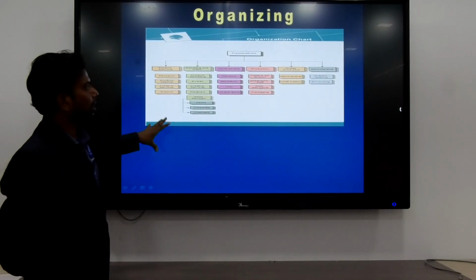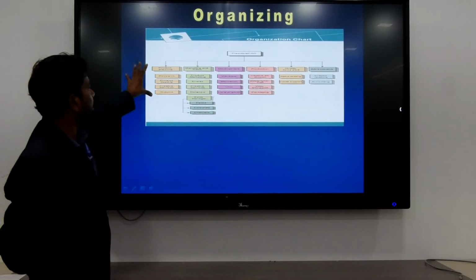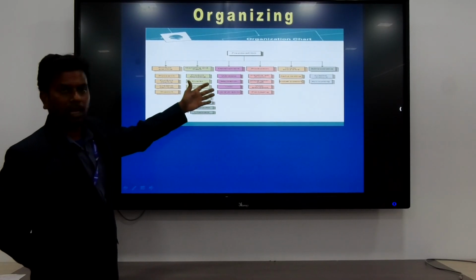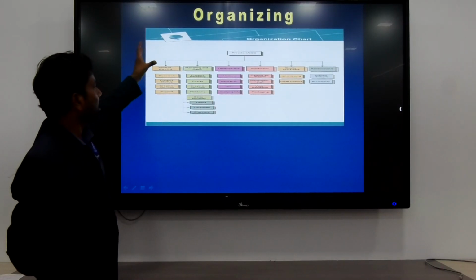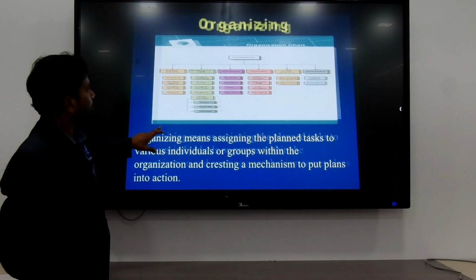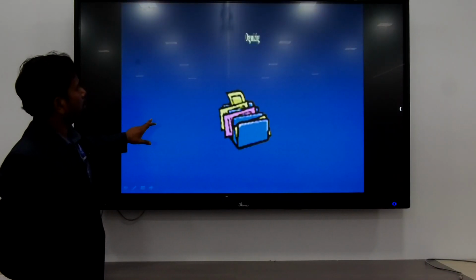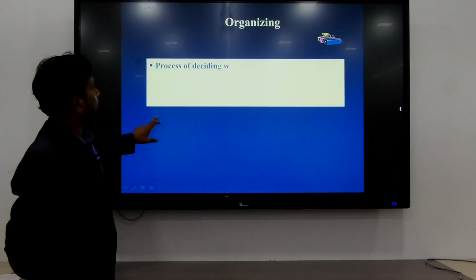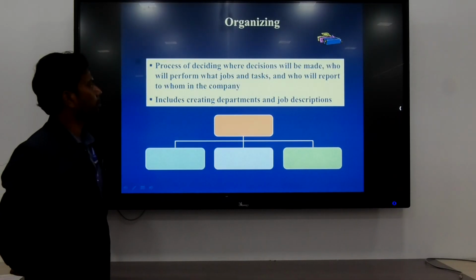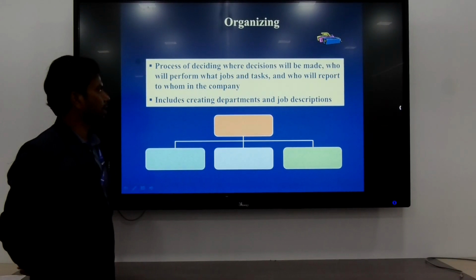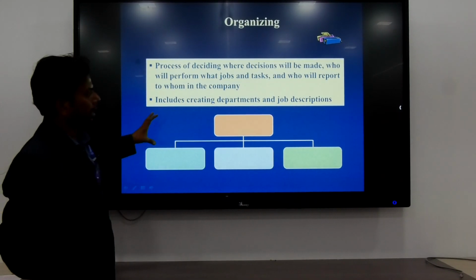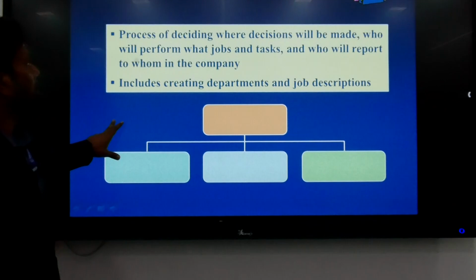So this is one example of an organizational chart. For example, if you take one company, it will have product department, marketing and sales, development, production, quality assurance and administration. These are the various organizational tasks. This is the simple definition of organizing: the process of deciding where decisions will be made, who will perform what jobs and tasks, and who will report to whom in the company. It includes creating the departments and the job descriptions also.